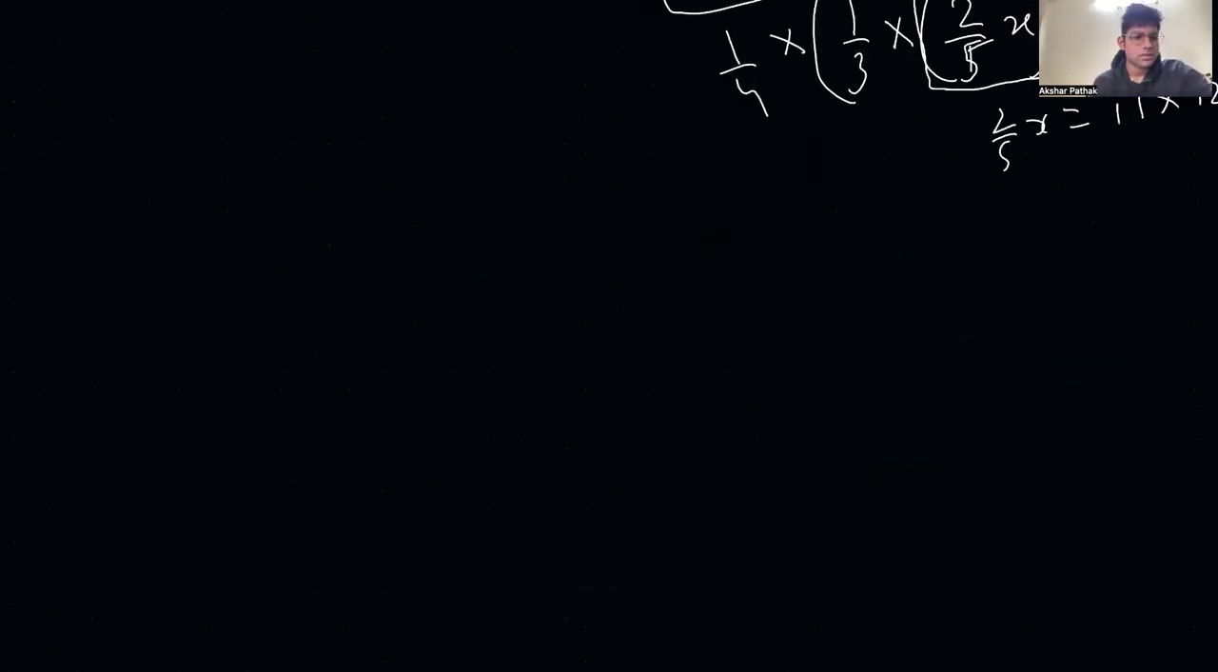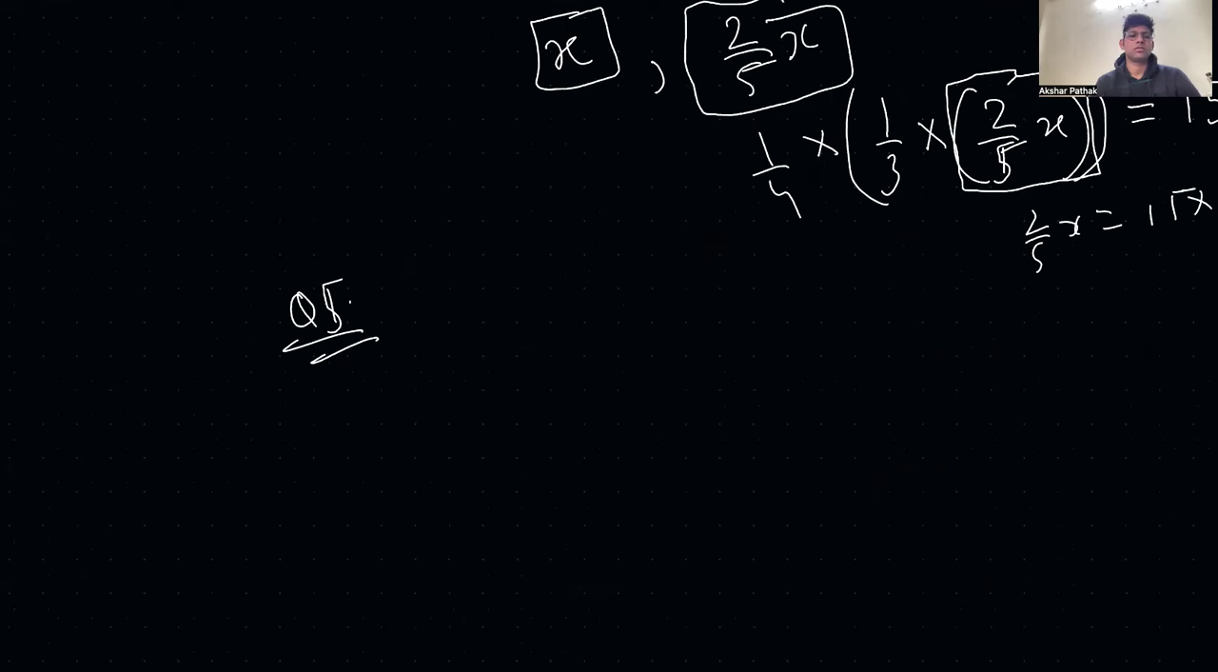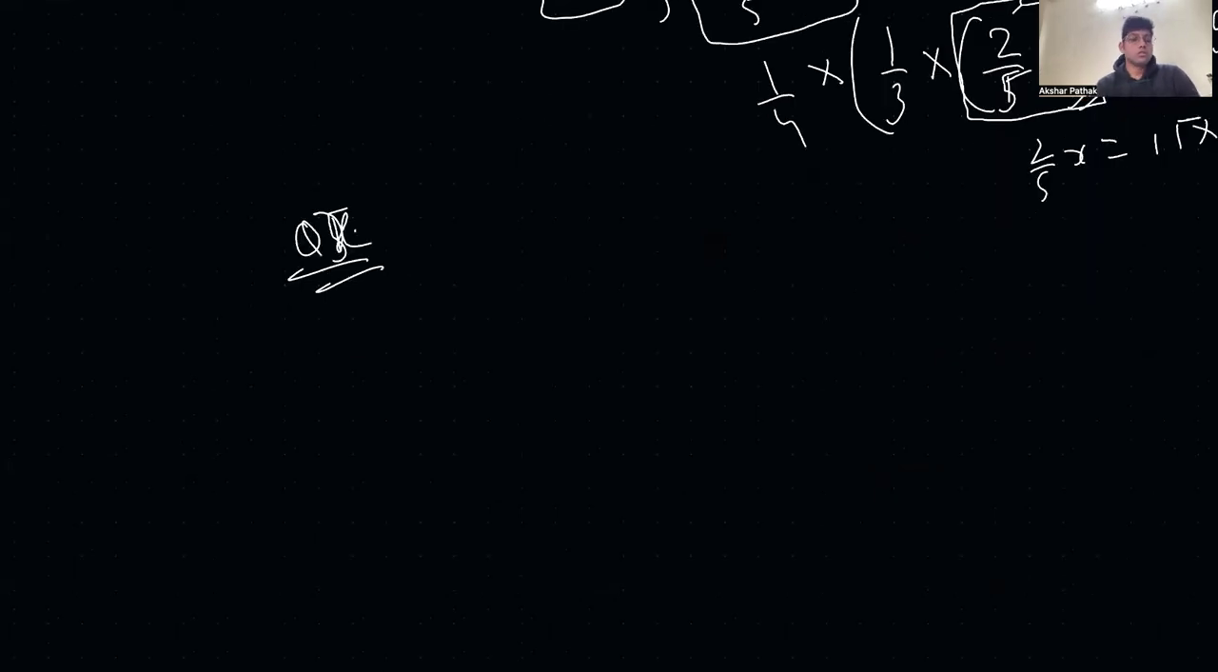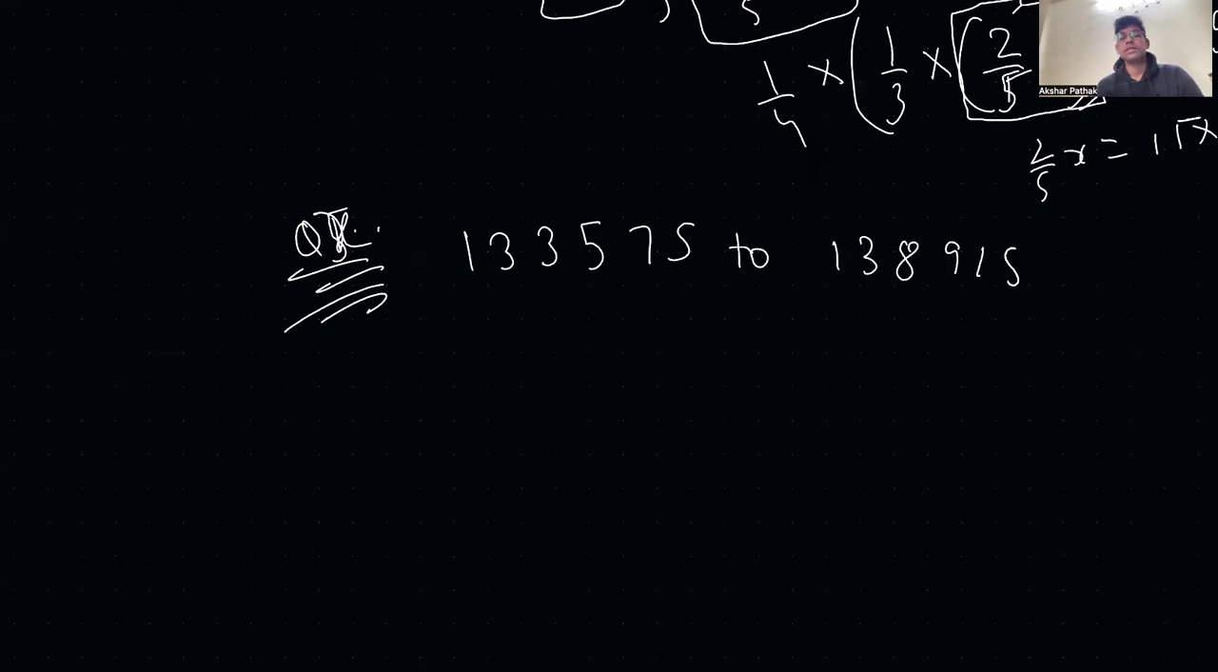Now let me see some more questions. Okay. This question has, I think, fifth. It doesn't matter. Let's say question number X. The population of a town has been increased from 133,575 to 138,918. The percentage increase in the population, if you have to find this.